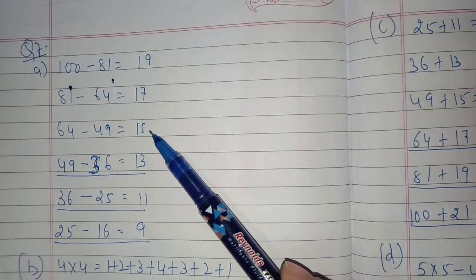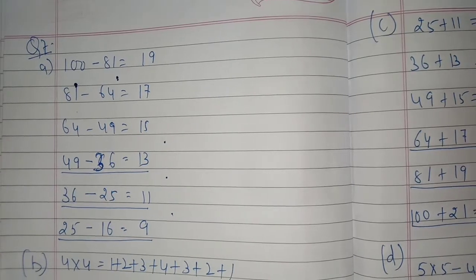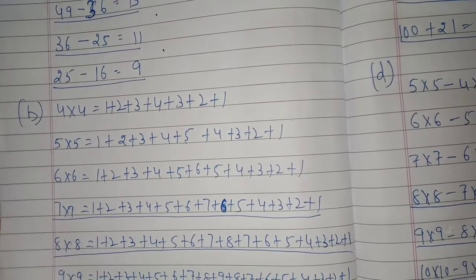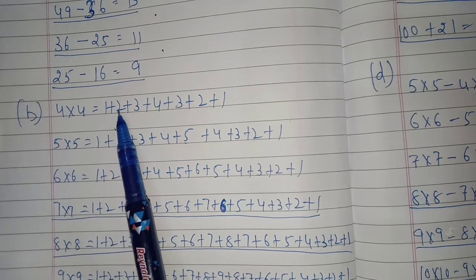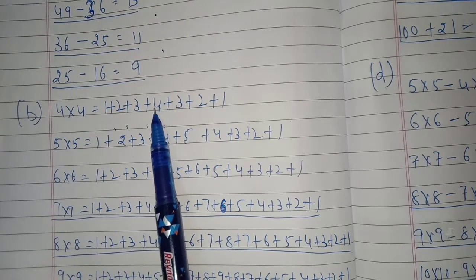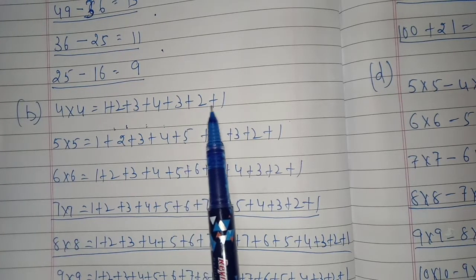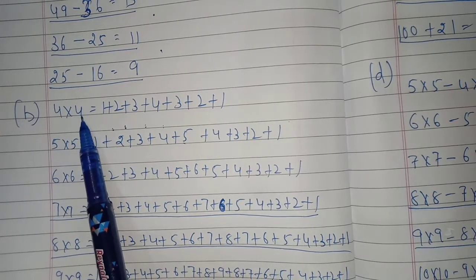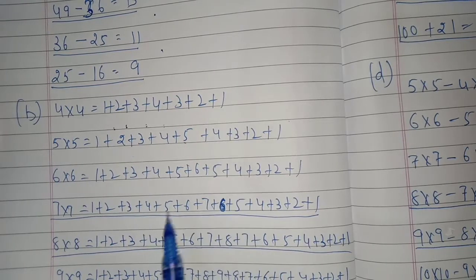19, then 17, 15, 13, 11 and 9. So we have to observe the pattern like this and then solve it properly. Now here in the next part, 4 into 4 is equal to 1 plus 2 plus 3 plus 4. And after that, we have to write the numbers in decreasing order. Plus 3 plus 2 plus 1, means we have to go up to 4. Fine. And after that, we have to just keep on decreasing the numbers.